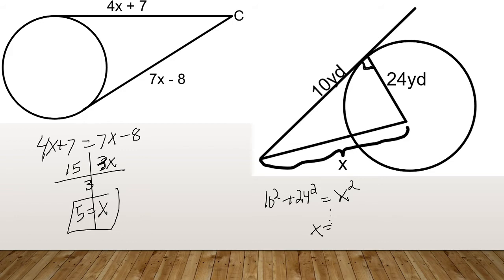26. I might be slightly wrong on that, but this looks to be a 5, 12, 13 triangle. So this is 5 times 2, this is 12 times 2, this would be 13 times 2, because 5, 12, 13 is one of the triples. But feel free to check my math and do the Pythagorean theorem for that.